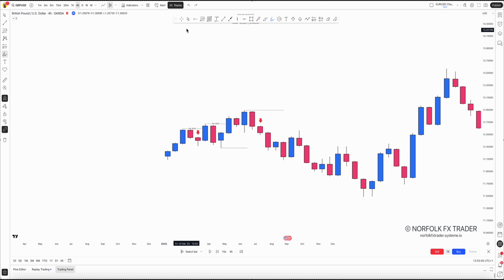So let's just back everything off. Now we'll drag this level across. We do wick through and we don't really see a push away here. We just hold at that level and then we have a solid break to downside. We have to see that body candle close through to confirm a shift in structure.